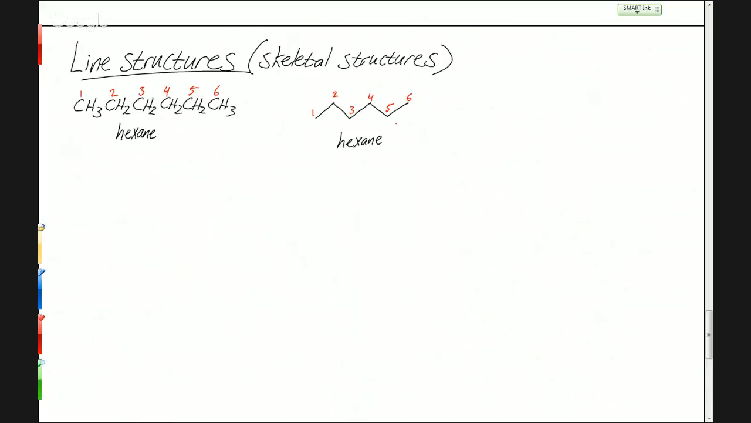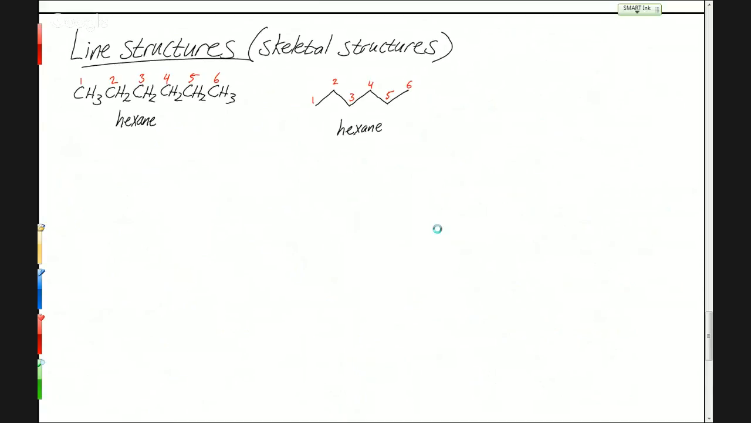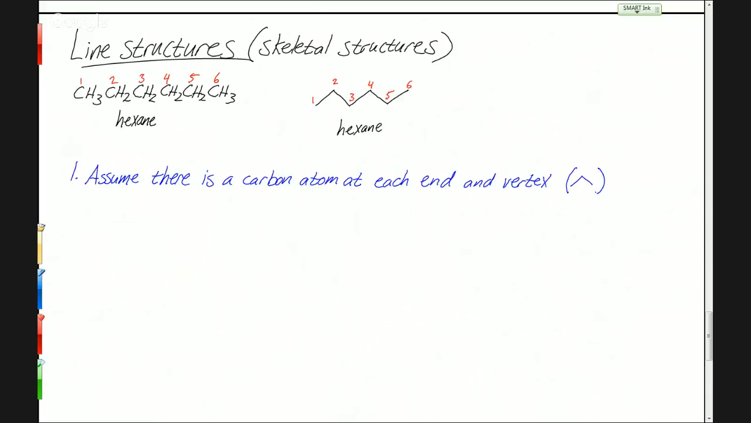All right, so that's our first rule. Again, we're going to detail some rules on how these things work. It's a way of abbreviating the carbon and hydrogen because organic structures are mostly built of carbon and hydrogen. Other things in these structures are not abbreviated, and we'll talk about that also. So first, we're going to assume there is a carbon at each end and vertex of lines. That's where the lines meet. So if we had that kind of a structure, we'd have a carbon here, here, and here. At the end, and then where the lines meet.